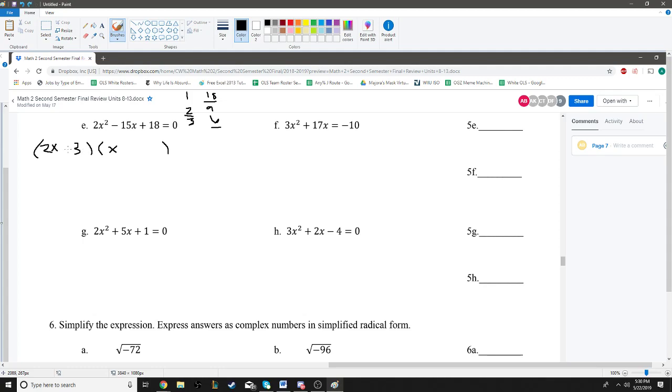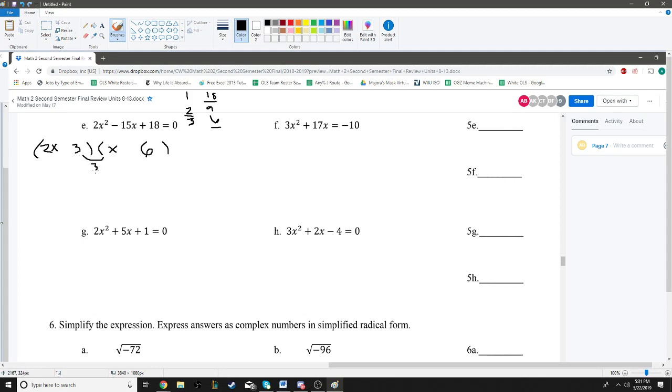Actually, let's try 2 and 9 first. We'll do 9 and 2. 9 times x is 9x. 2 times 2 is 4. And notice how those two do not combine to make negative 15 at all, in any way possible, even if they were both negative. So that means we can't do 9 and 2. I should have stuck with my original guess. Let's go with 3 and 6.